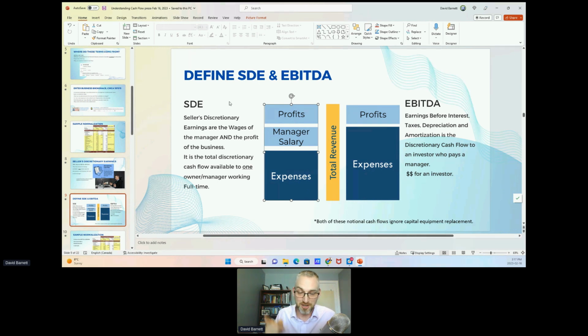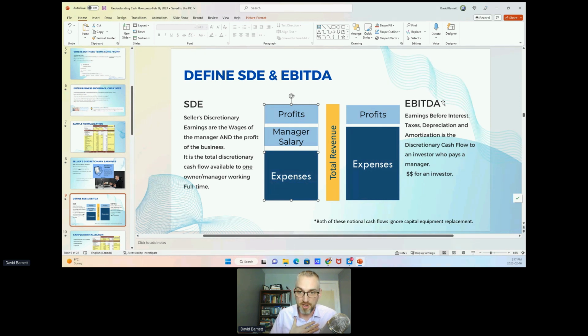Now, to get to Paul T's question that he asked in the prior session, what about that manager's salary? Well, over here, you'll see that the manager's salary is included in the expenses when we're considering EBITDA. So EBITDA is the earnings before interest, taxes, depreciation, and amortization. It's a discretionary cash flow to an investor who pays a manager and they have to pay them money. And so the EBITDA is the amount of money that a strategic acquirer or investor is looking at when they're going to pay someone to run the business for them. So these two different levels of cash flow are meant to answer the questions of two different kinds of potential buyers.